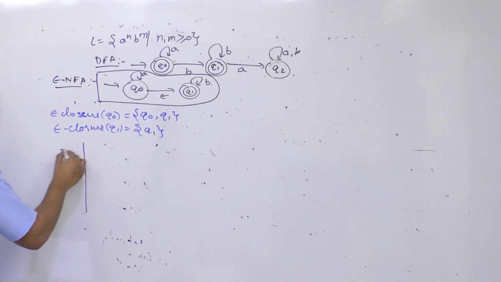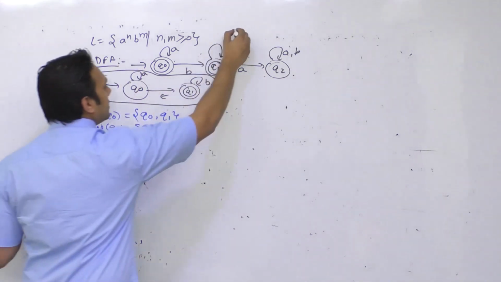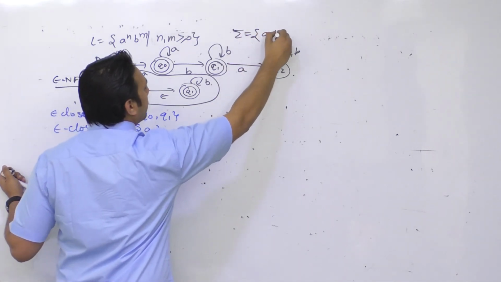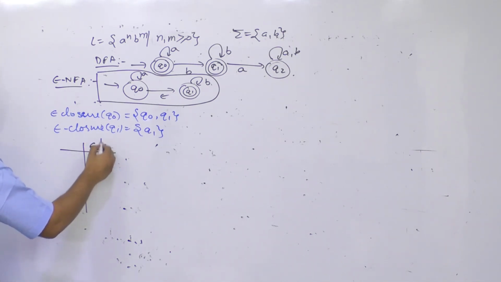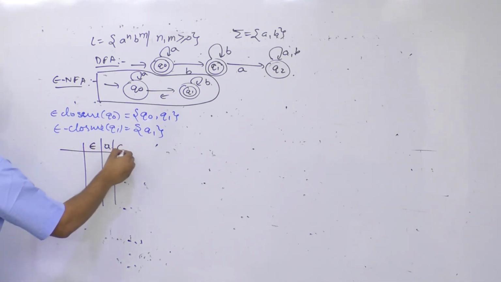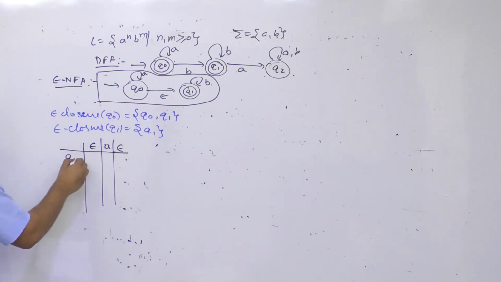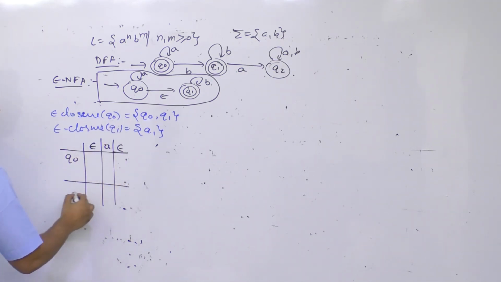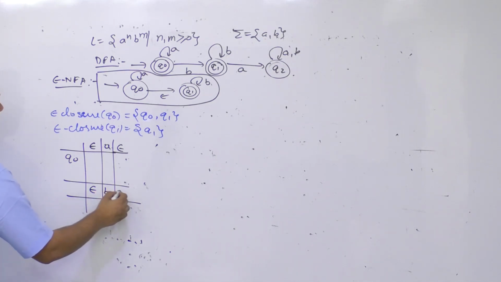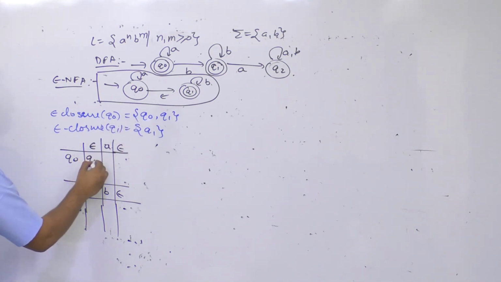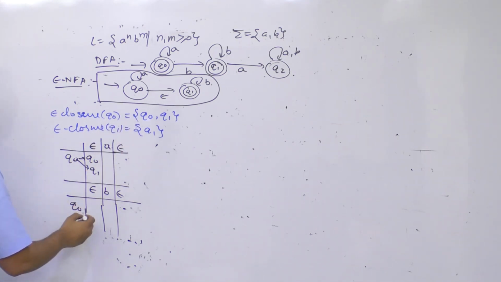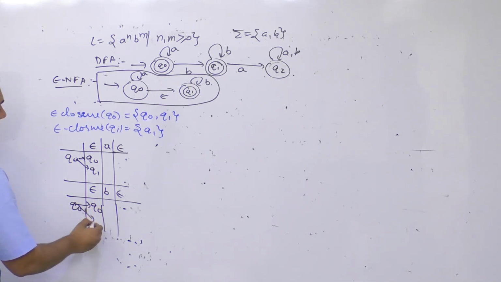So first of all, because here we have only two symbols, that is summation is equal to {a, b}, we have only two symbols. So I'm going to do this procedure for two symbols only, that is epsilon, a, and epsilon for the state Q0, and then again I'm going to do the same procedure, that is epsilon, b, and epsilon for the state Q0. So we can see, for Q0 the epsilon closure is Q0 as well as Q1. For Q0 again it is Q0 as well as Q1.